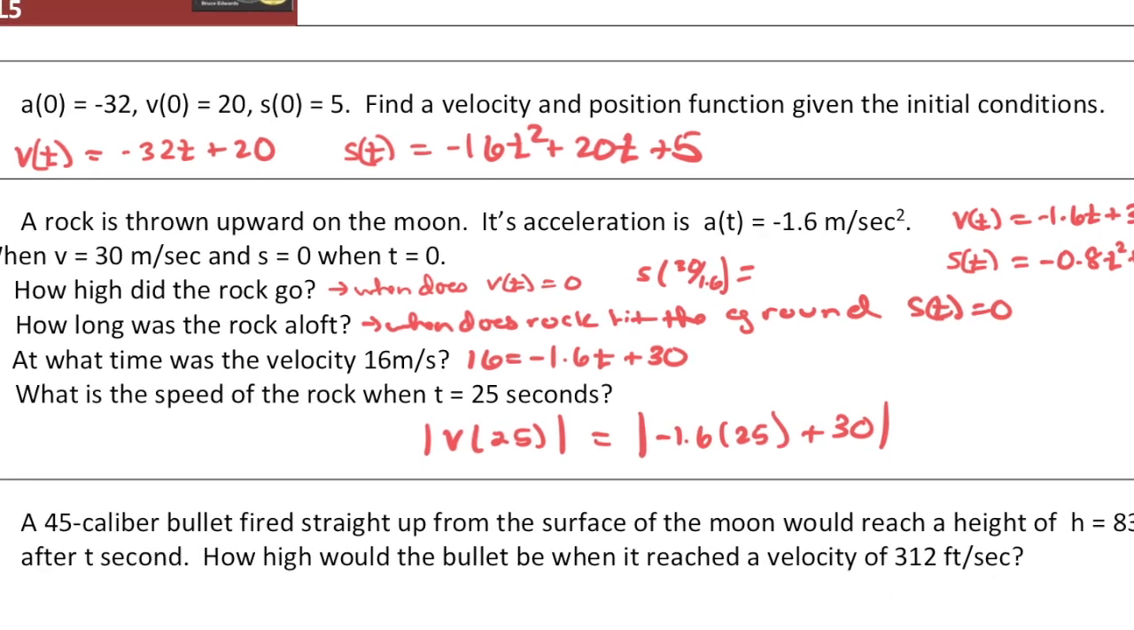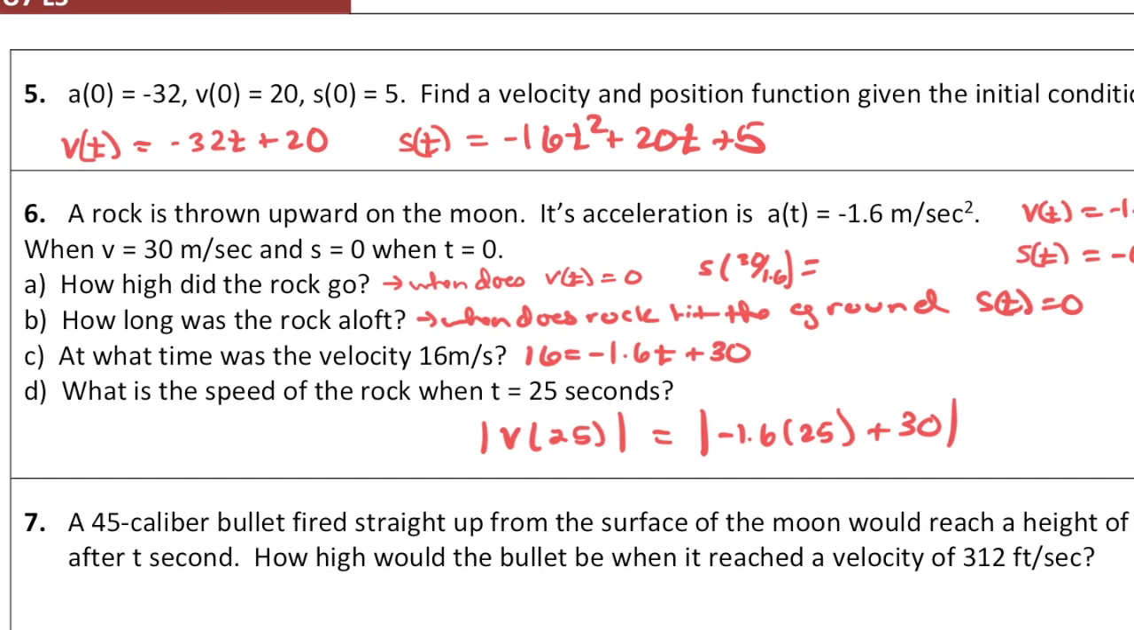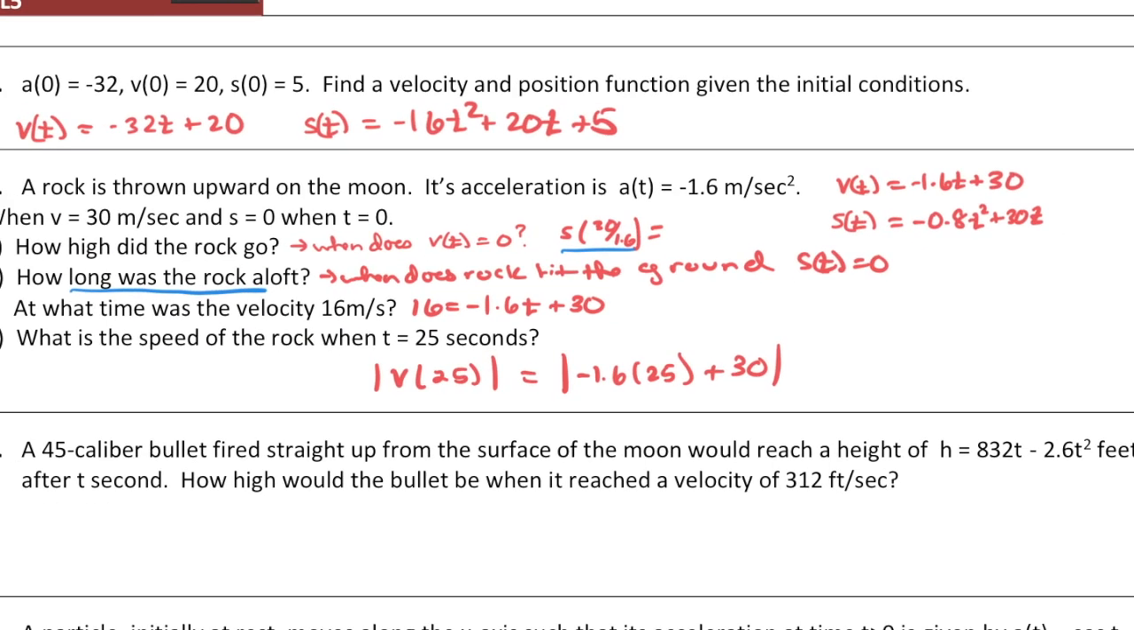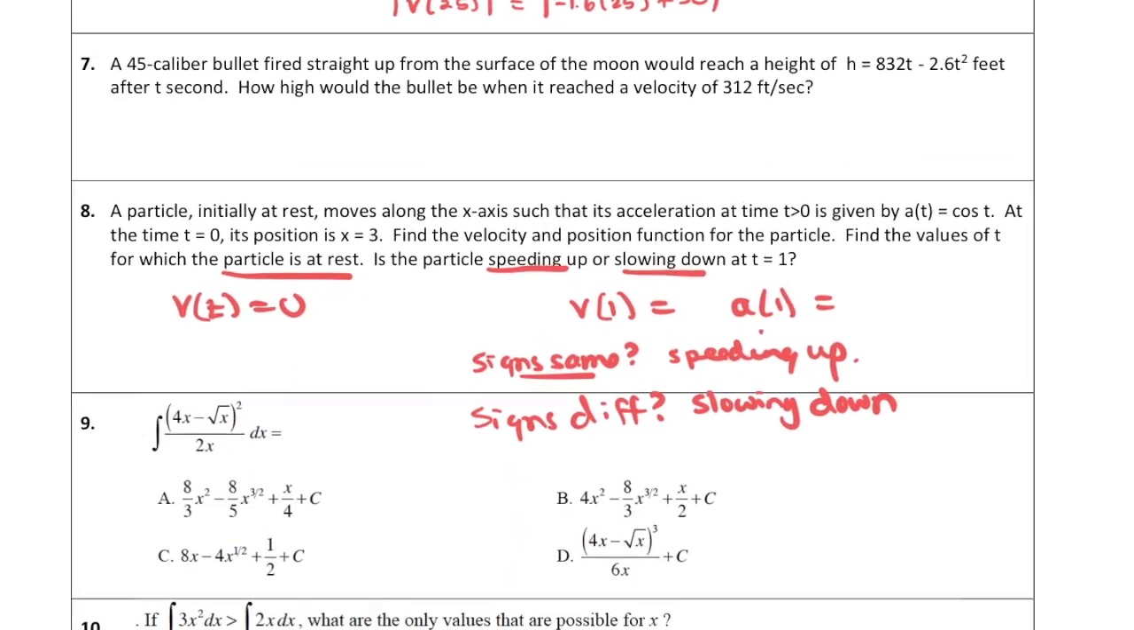All right, so for question number 6, part A, how high does the rock go? Really want to know, when does v of t equal 0, which happens at 30 over 1.6, and then figure out s of 30 over 1.6. How long was the rock aloft is asking, when does that rock hit the ground, or when does s of t equal 0? At what time was the velocity equal to 16? Okay, take your velocity equation, set it equal to 16. Lastly, what is the speed of the rock? Remember, speed is the absolute value of your velocity.